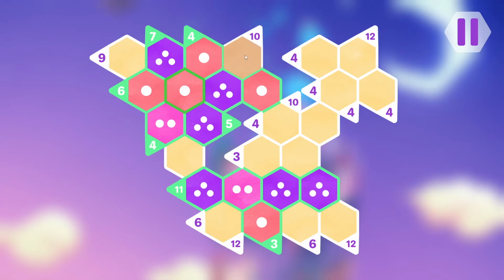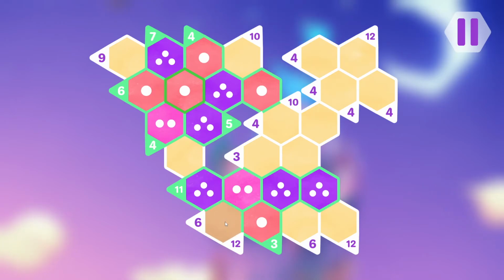And what if this is 3? If this is 3, then this will be 2, and this will be 1. So 3, 6, 9, it works as well. Okay, so no clue for this one. That's okay, that's fine.